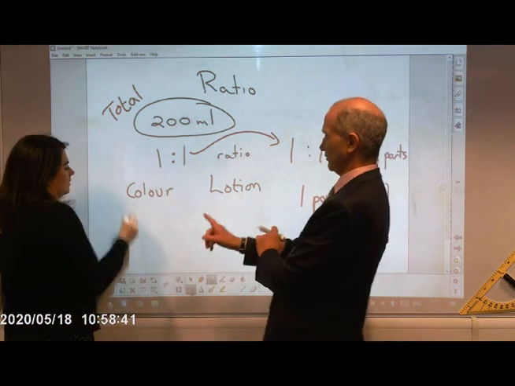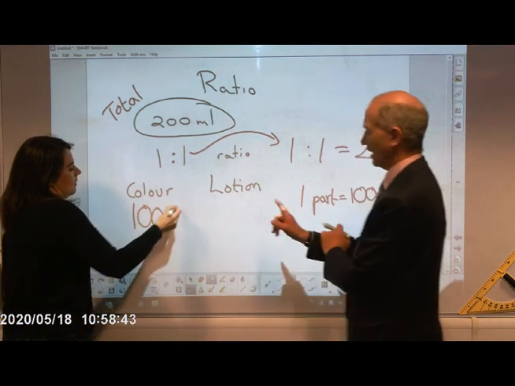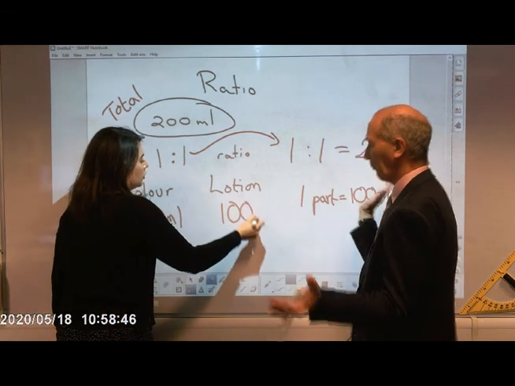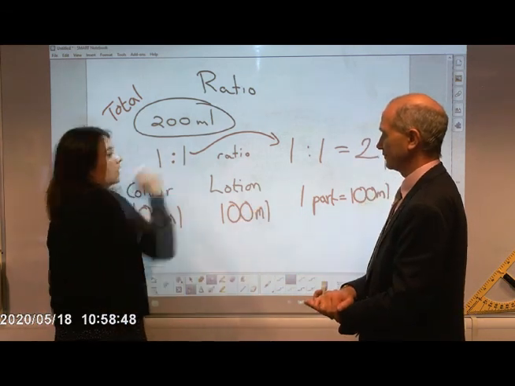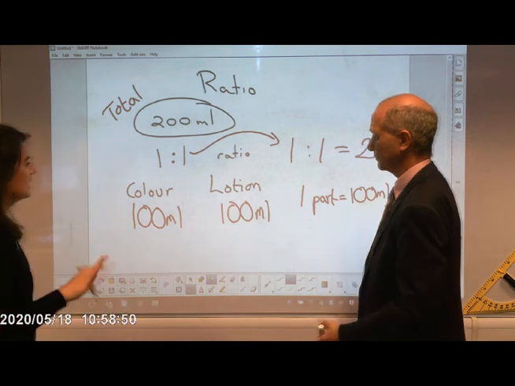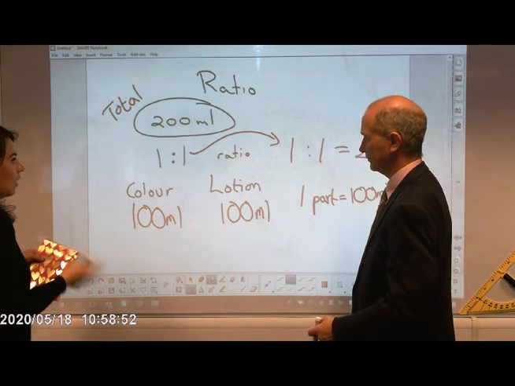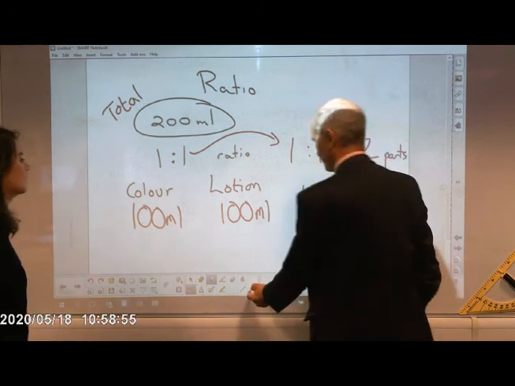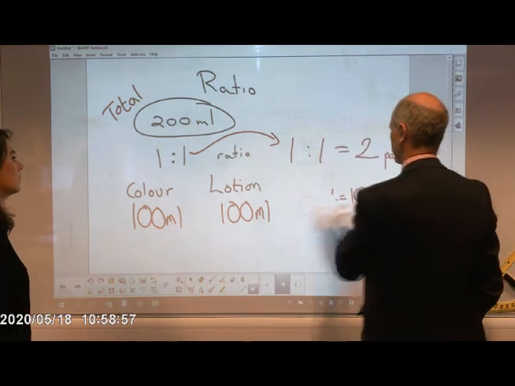So I need 100 millilitres of colour and 100 millilitres of lotion. They should be the same because they were 1-to-1. So that's nice and easy, because you're just halving it because it's just 1-to-1. I'm just going to remove some of this.